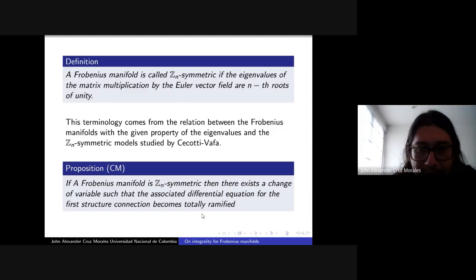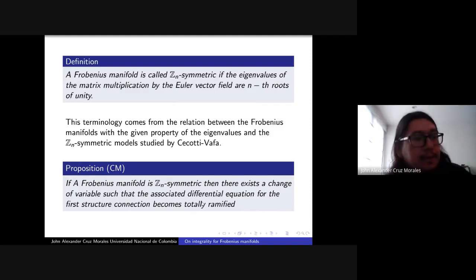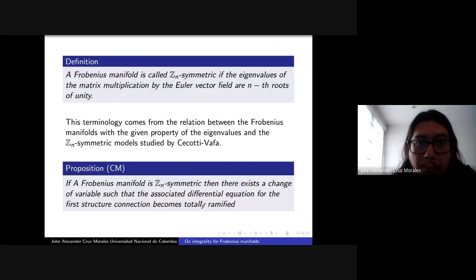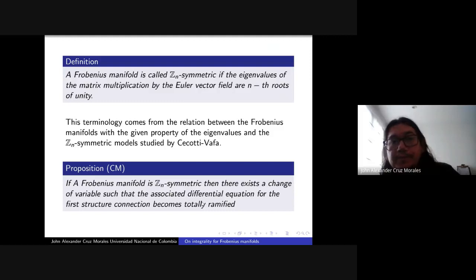And now, because we have this totally ramified equation, we can try to use the monodromy identity. I will explain in a second. Any questions so far? I think we're good. Okay, perfect.